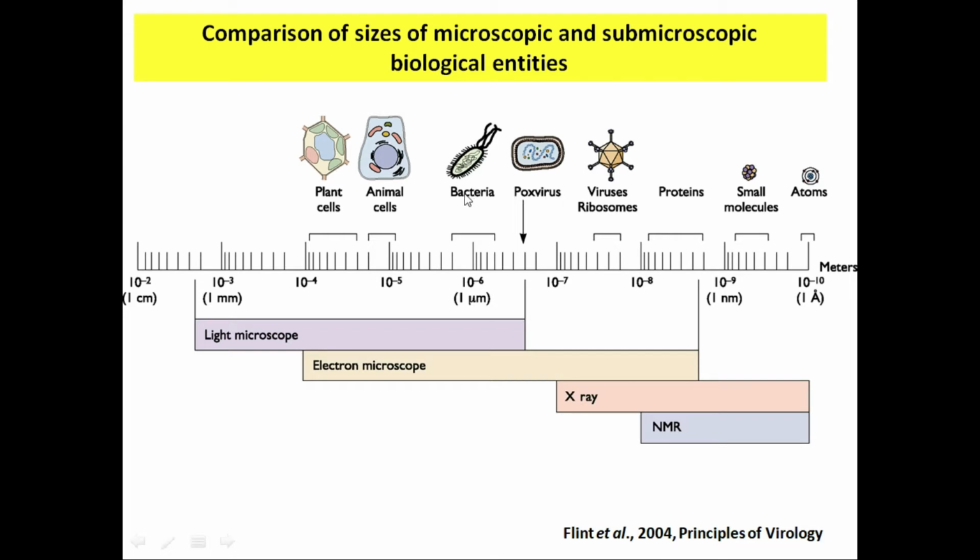Then you have bacteria here, plant cell, animal cell, and so on. Pox virus, of course, is not a plant virus. Then you have proteins. Just after viruses, the size of the virus is comparable to ribosomes here. Ribosomes are the important cell component where proteins are synthesized. Then we have protein and then small molecules and finally atoms. So, size comparison of viruses with other microscopic entities.